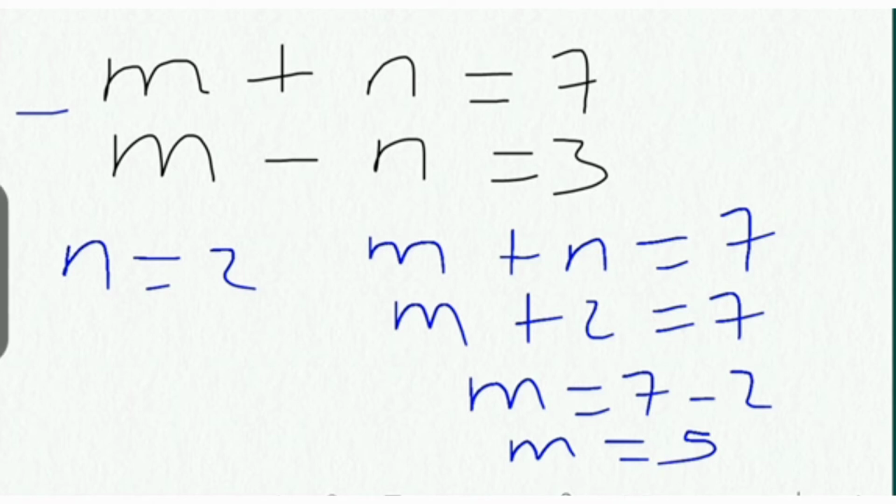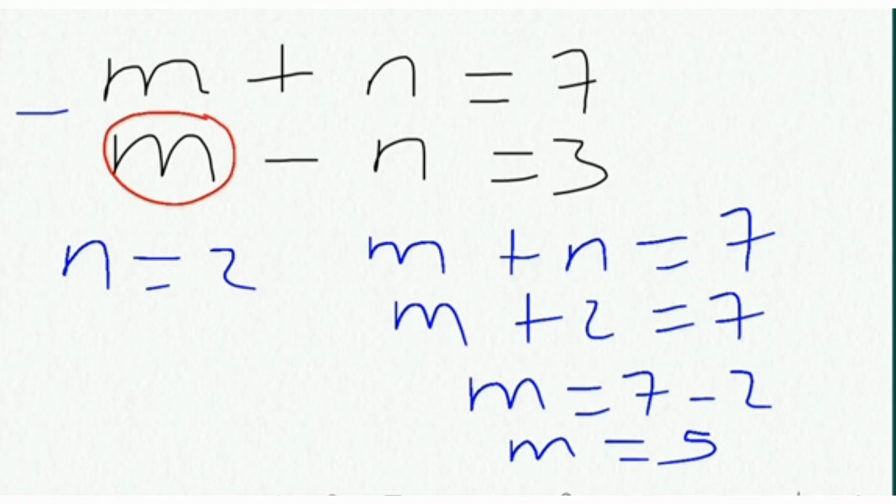Let us prove in our two equations whether we are getting 7 and 3. m is equal to 5. 5 plus 2 is equal to 7. Yes, correct.